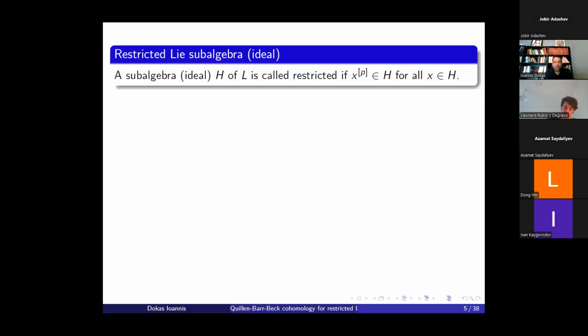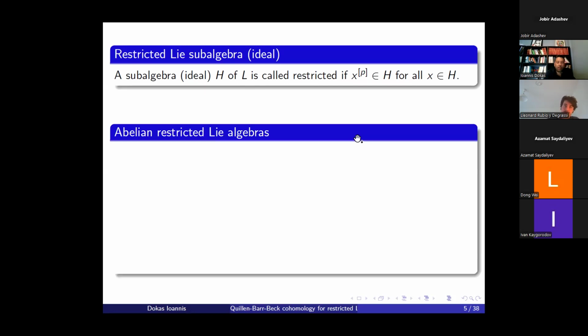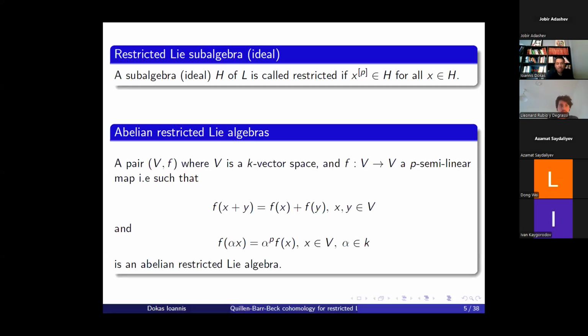Next, I will need the notion of restricted Lie subalgebra. So a subalgebra H of L is called restricted if it's closed for the p-map, as you see here. The next thing I would like to mention is abelian restricted Lie algebras. So if the bracket is 0, then from the previous definition, somebody can see that an abelian restricted Lie algebra is just pairs like this, (V, f), where V is a K vector space, and f is a map from V to V, which is p-semilinear. That means that you have these two relations.